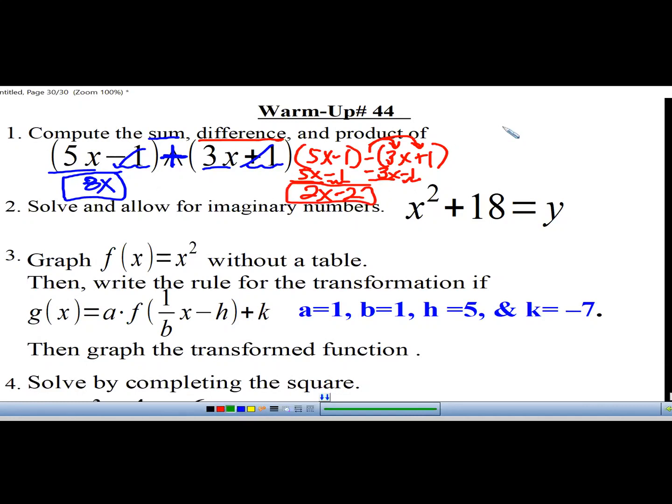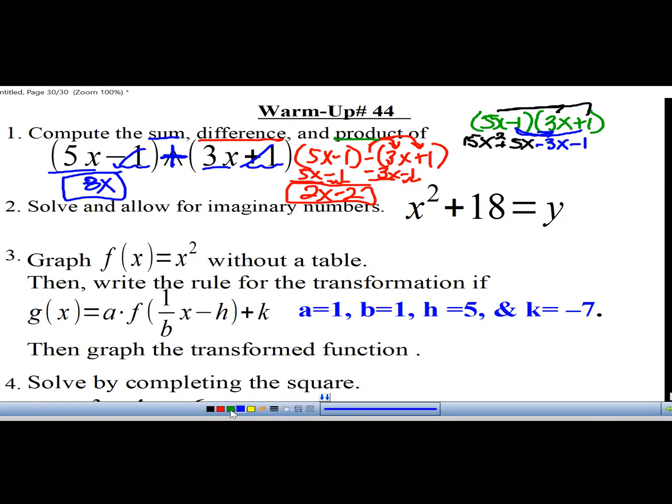Last but not least, product. I'm going to write it up here. We got 5x minus 1 times 3x plus 1. All right, here it goes. Distributive property. 5x times 3x, that's 15x squared. 5x times 1, that's 5x. Then the second term, -1 times 3x, -3x. And -1 times 1, that's -1.